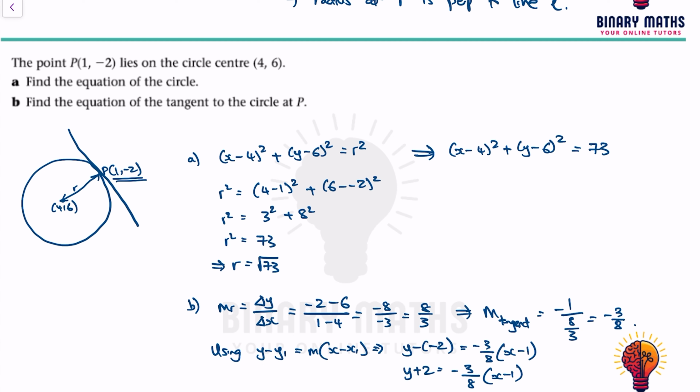I can leave it in this form, but I prefer to have it all in terms of integers. So if I multiply everything by 8, I get 8y plus 16 is equal to negative 3 times (x take away 1), which gives me 8y plus 16 is equal to negative 3x plus 3. If I take everything to the left-hand side, I end up getting 3x plus 8y plus 13 equals 0. And that would be my final solution for that one.